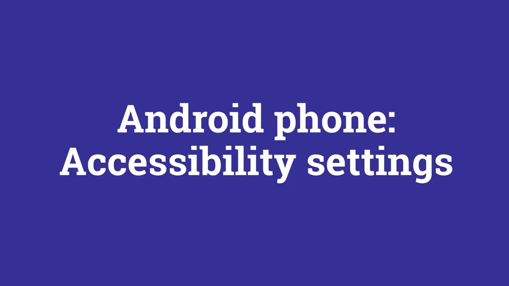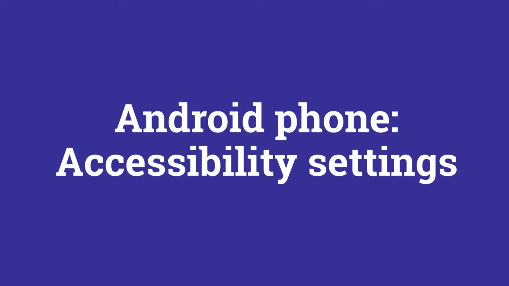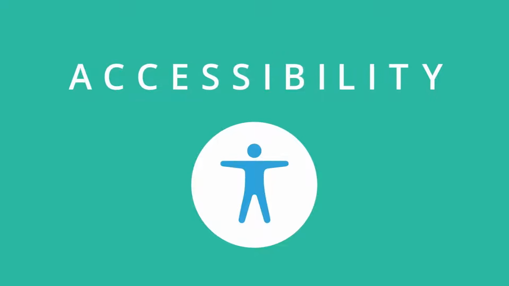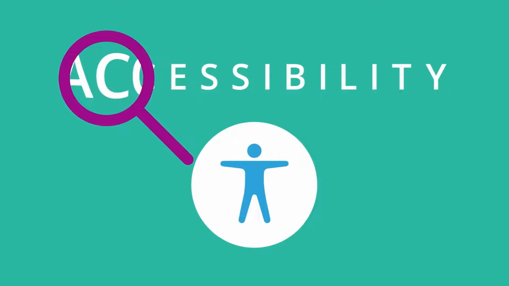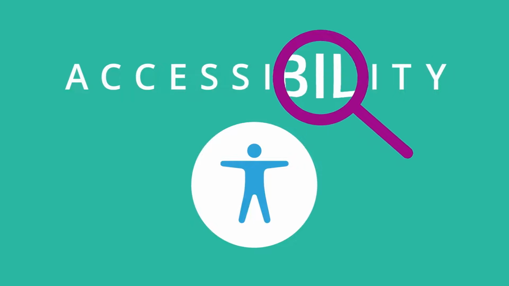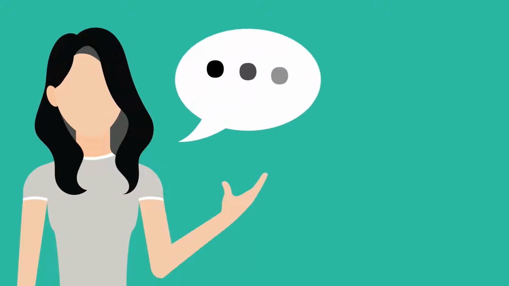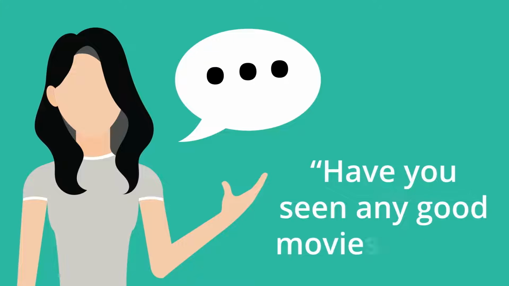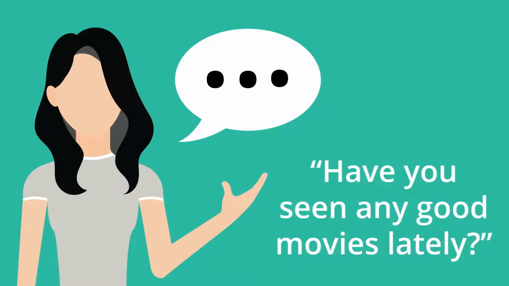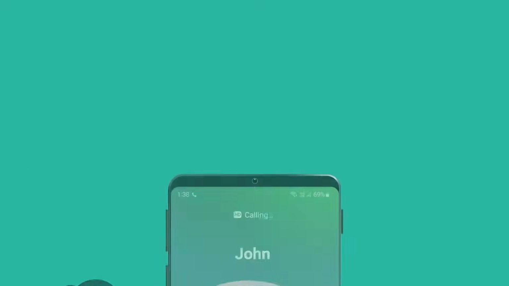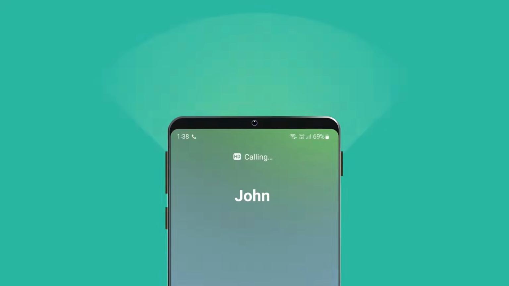Welcome to the Android phone Accessibility Settings course. In this course, you'll learn about some of the accessibility features on your Android phone, including how to make text easier to read, how the phone can convert what you say into text, and how the camera's flash can alert you to messages and phone calls.